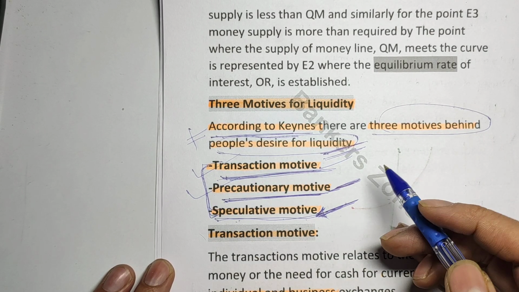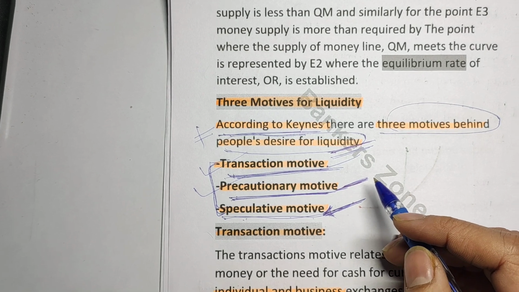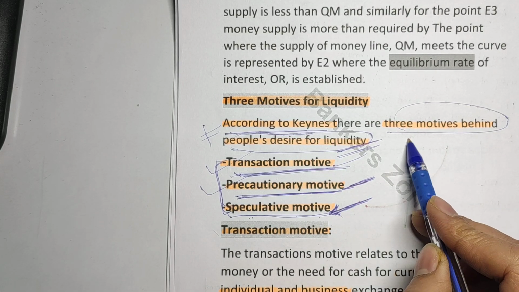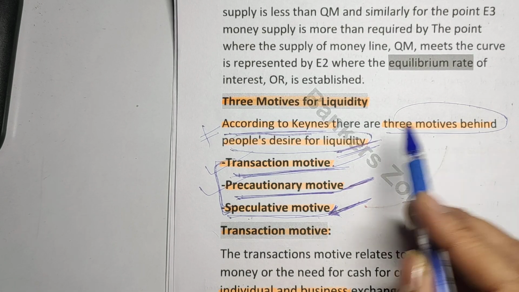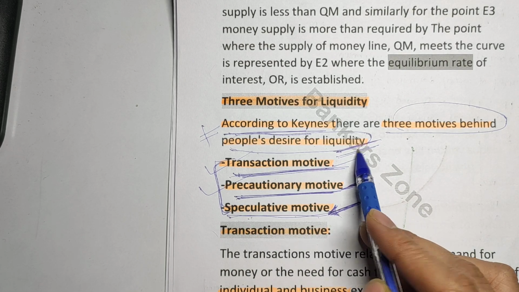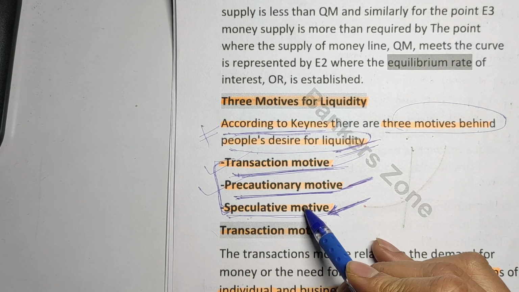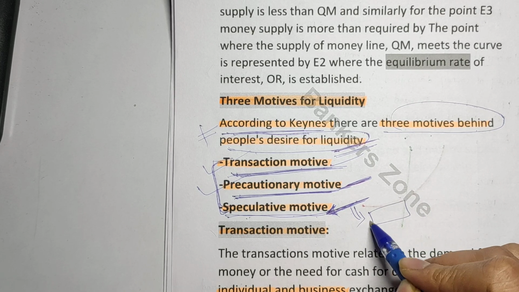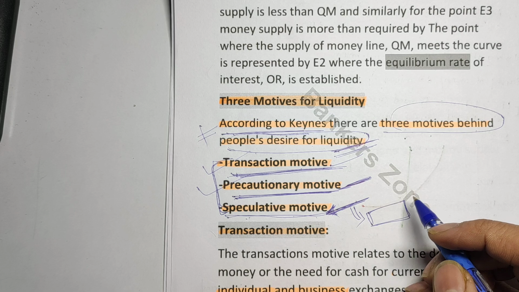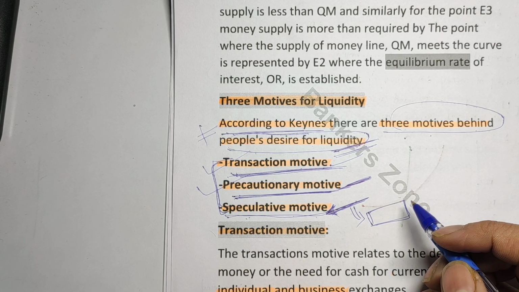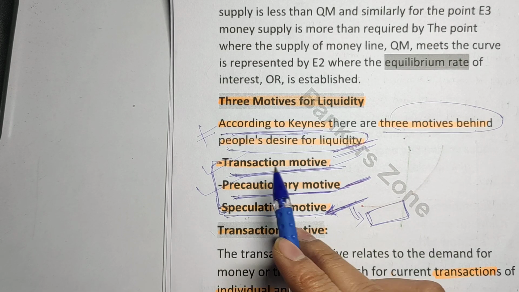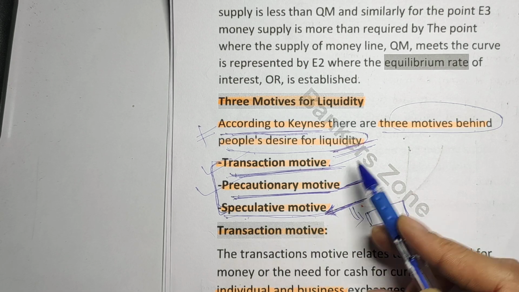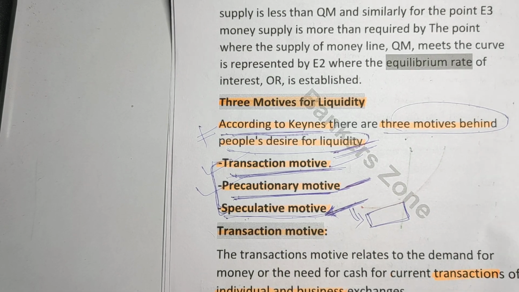How can the IIF frame a question? According to Keynes, which of the following is not a motive behind people's desire for liquidity? They will give options 1, 2, 3, and they will give any one other option, like none of the above, or a relative motive, which is not true. So you have to remember those three words basically, and in this fashion only the question can be framed.